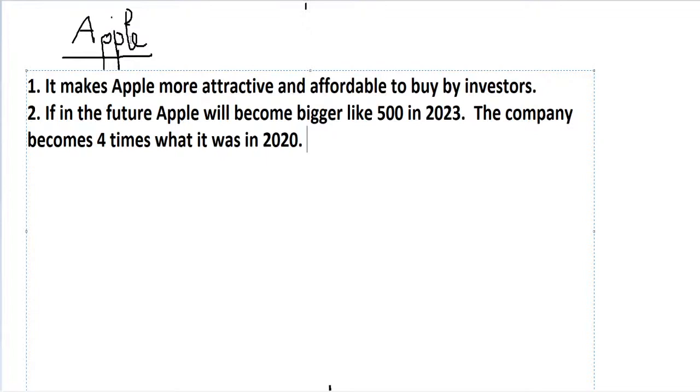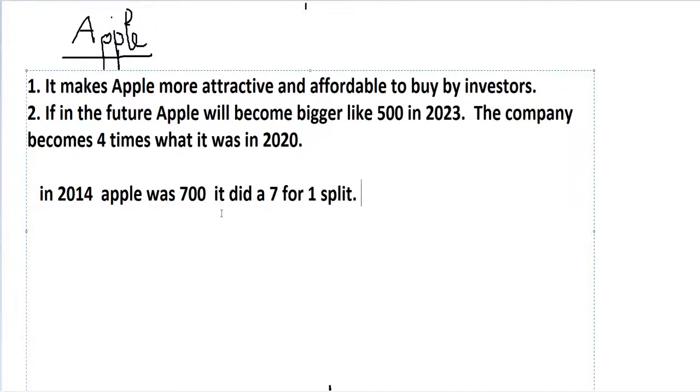Now, these are 2 main things that Apple will do. Understand that in 2014, Apple was $700 and it did a 7-for-1 split. You understand? So Apple has succeeded before to do it, and it becomes seven times bigger than it was in 2014. Then from 2014 to 2020, it becomes 4 times bigger. You see that?